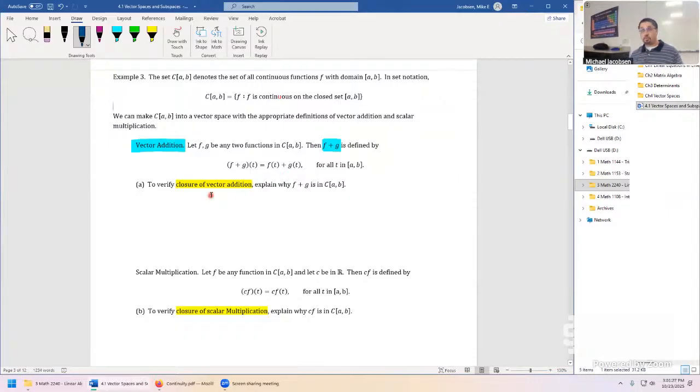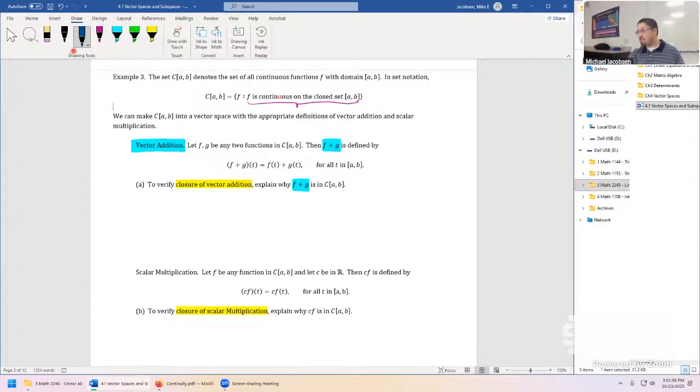And to know that this is a real vector space, the two main things we'll check are the closure properties. To verify closure of vector addition, we have to explain why f plus g is inside the set CAB, which is a true vector space. But we just really look into this part. This is the set membership condition. We just need to know these new functions, f plus g, are continuous. That's the Calculus 1 tie-in.